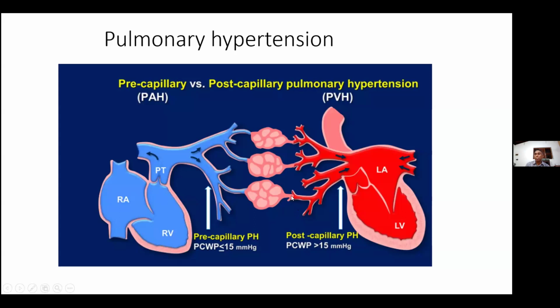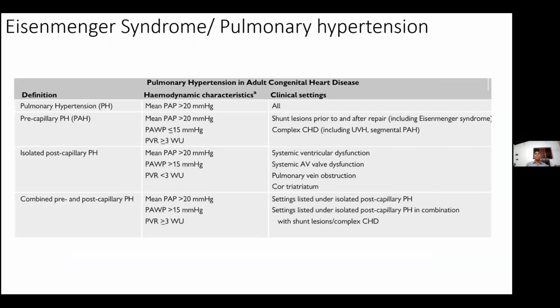If you measure the pressure somewhere here, these are indirect measurements: you go to the pulmonary artery, go to the end towards the capillary and you take the pressure, and that will tell you the pressures on this side. So if the pulmonary capillary blood pressure is more than 15 millimeter mercury, you diagnose post-capillary. If it is less than 15, that is pre-capillary. You can also have both, mixed pre- and post-capillary. You don't have to remember this one, but this is the latest guideline.